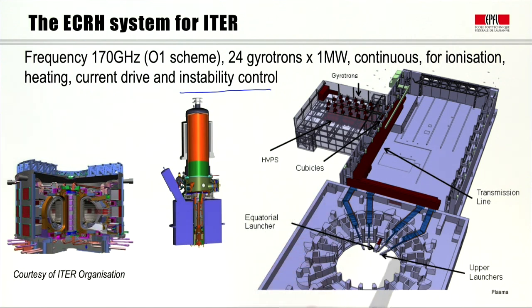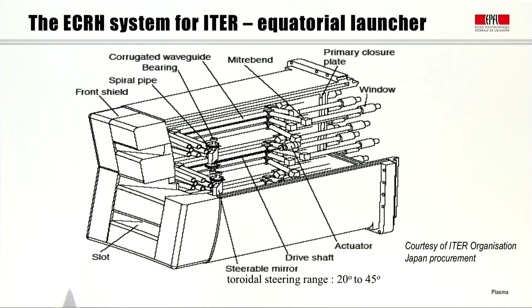Here you see an image of the layout of the system with the gyrotron sources. There will be 24 of them, quite far away from the tokamak hall, a set of transmission lines, and a set of launchers for injecting the power into the tokamak plasma. There will be one equatorial launcher to inject the power at the equatorial plane of ITER. And besides the detail into which we will not go, I would like to notice there's a steerable mirror so that there's a toroidal steering range from 20 to 45 degrees in the toroidal direction. This is a development that's been undertaken in Japan.